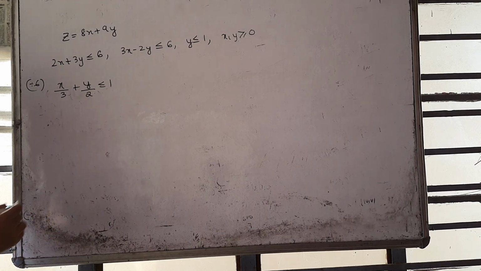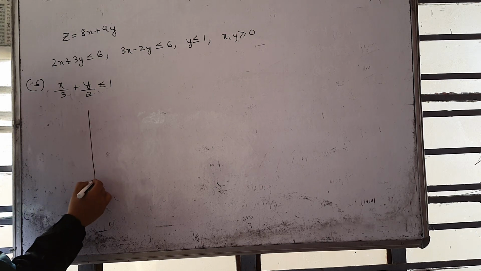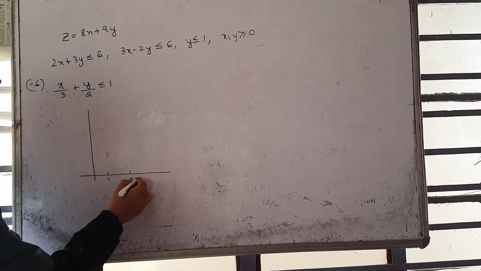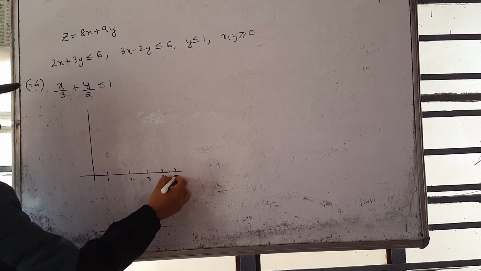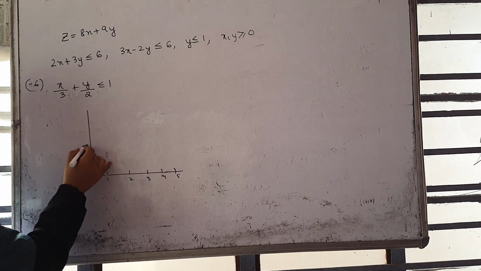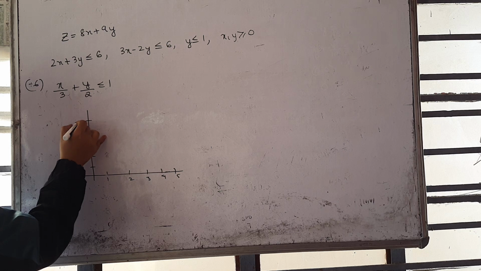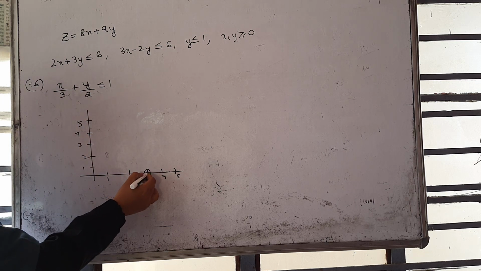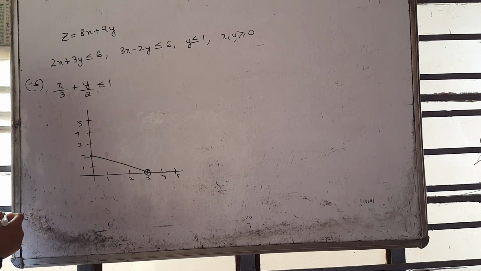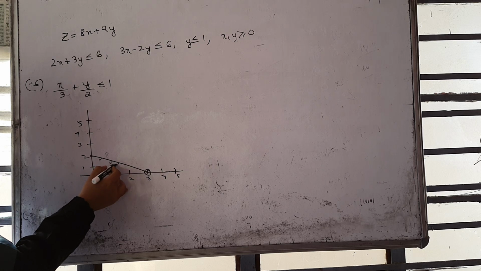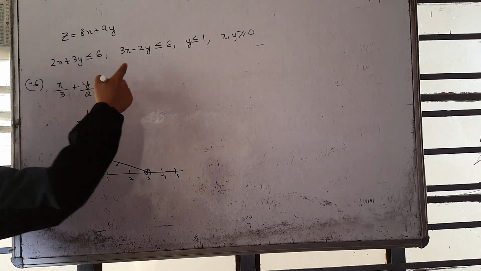I hope you understood. Okay. 1, 2, 3, 4, 5. X at 3 and y at 2. Answer will be inside or outside? Okay, inside. Got it? Guys, what about this?